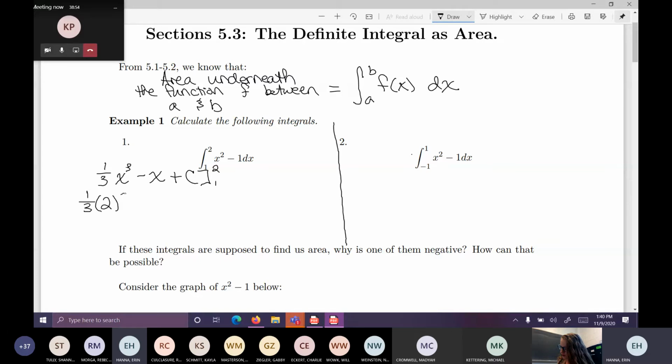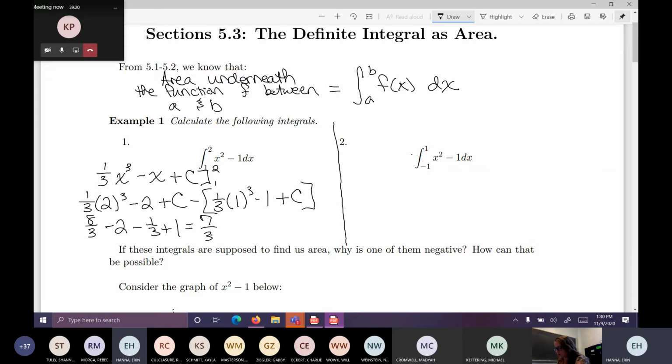We'll have 1/3 times 2 cubed minus 2 plus c, minus 1/3 times 1 cubed minus 1 plus c. Two cubed is 8, so we'll get 8/3 minus 2 minus 1/3 plus 1. If we combine those two fractions together, that gives us 7/3. And then -2 plus 1 will be -1, so that'll be a -3/3. So 4/3 is our answer here.